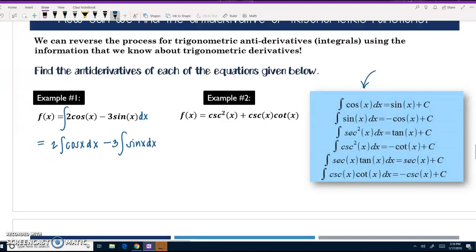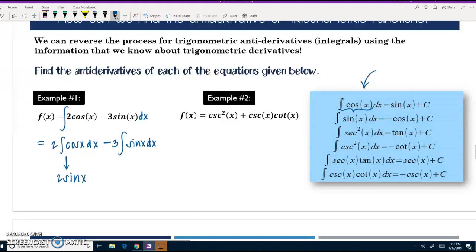So if I take the integral of cosine, what I can just think that I'm doing is I'm going over to my cosine value in my table. If I integrate that, I end up at sine. And that makes sense because if I went backwards and took the derivative of sine, I would end up at cosine. So that means this operation is going to become 2 times the sine of x.